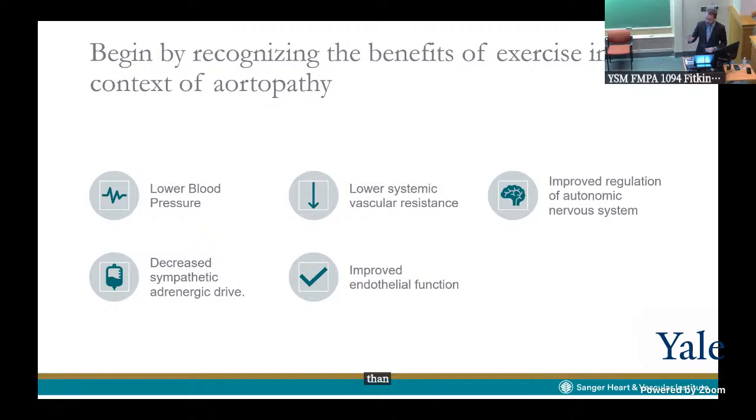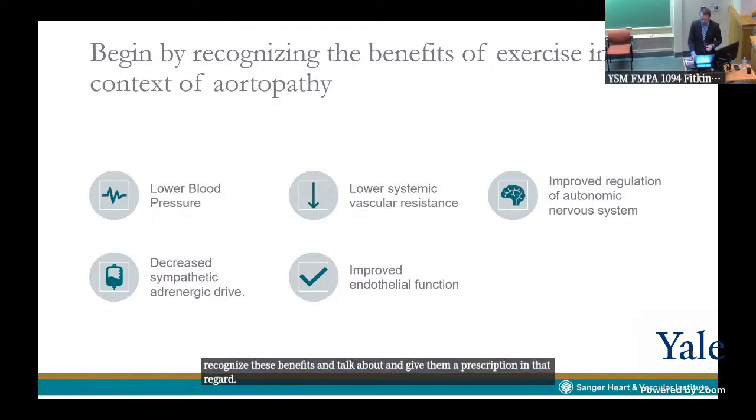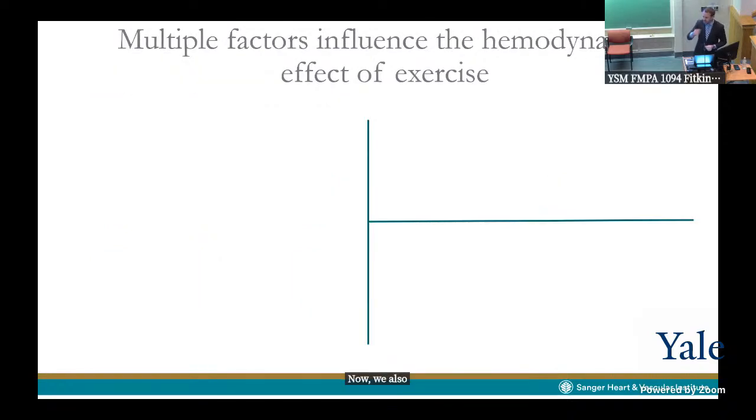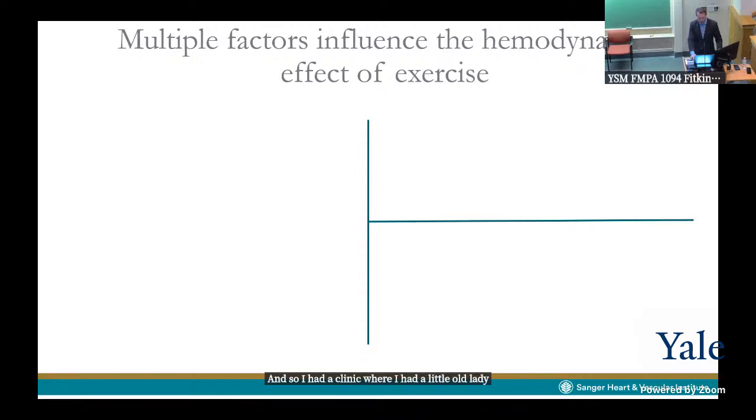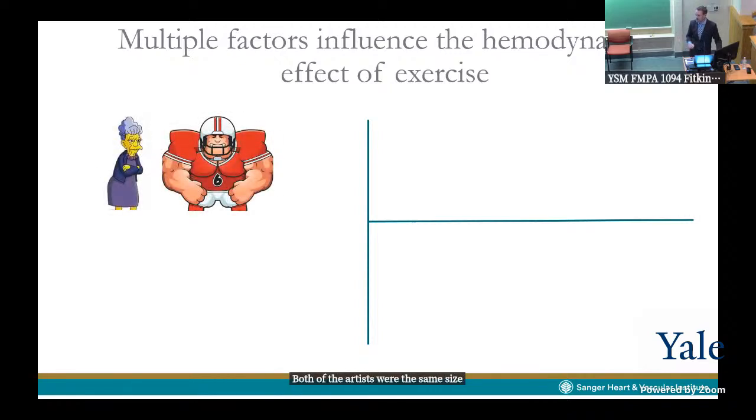So I think it's important to first recognize these benefits and give them a prescription in that regard. Now, we also have to factor in the hemodynamic effects of different types of exercise. I had a clinic where a little old lady came in with an enlarged aorta, followed by an NFL linebacker who came in with an enlarged aorta. Both of the aortas were the same size, and both of them were told not to lift more than 50 pounds. And so that is just crazy.